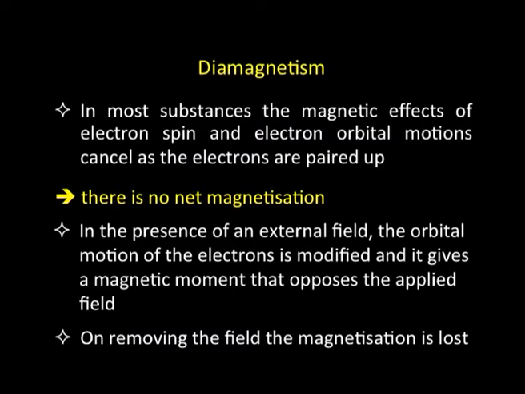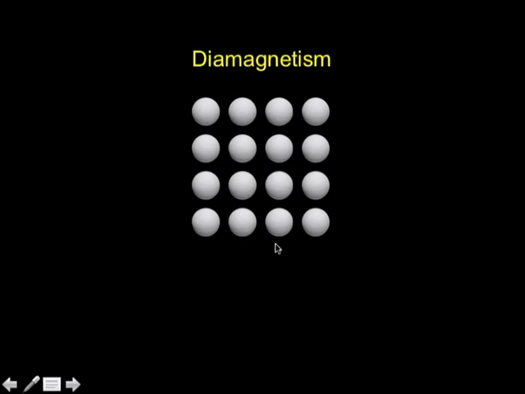Let us look at the next slide here. If this represents the material I am talking about, we find that all the constituents of the material are non-magnetic. There is no magnetic moment in any of them. Now, what I do is apply a field on that.